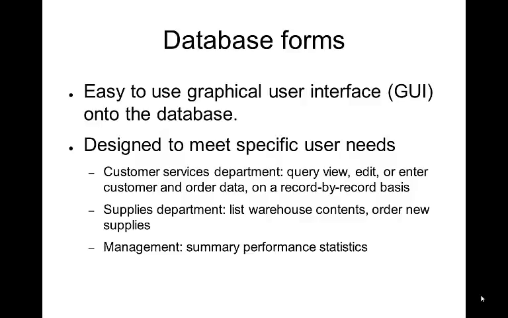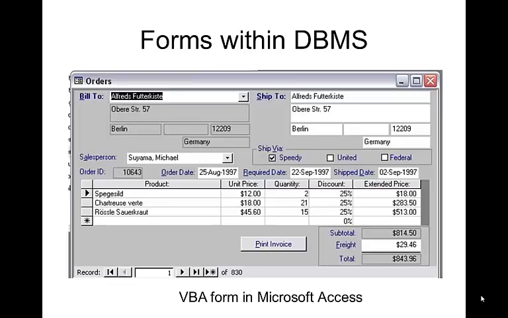A supplies department wants a different view onto the database. For example, they want to know how many objects, what contents they've got in their databases. They want to order new supplies from other companies. So they have a different set of requirements, a different set of database forms accessing the same database. And maybe management isn't interested in individual sales, but they're interested in summary performance statistics across the organisation. So different forms allow customization for different users.